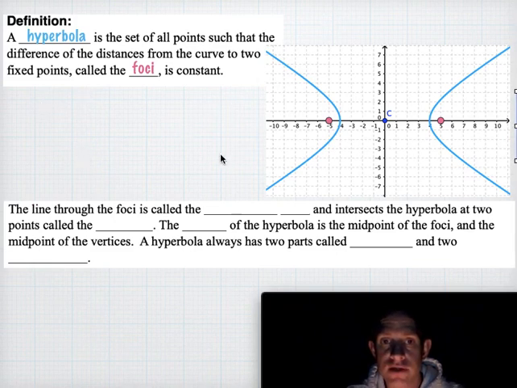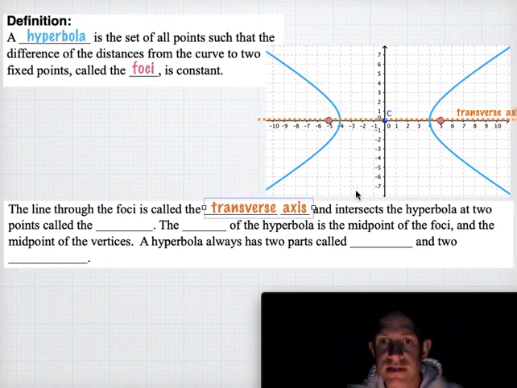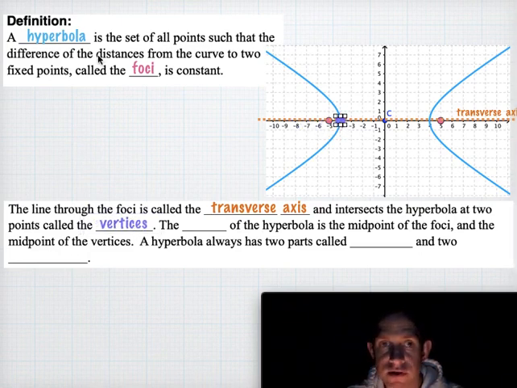First of all, the line that goes through the two focus points is a line of symmetry. It's called the transverse axis. And the transverse axis is going to intersect the curve in two different places. Those two places are called vertices. And so in this case, it looks like it crosses at (4, 0) and (-4, 0).